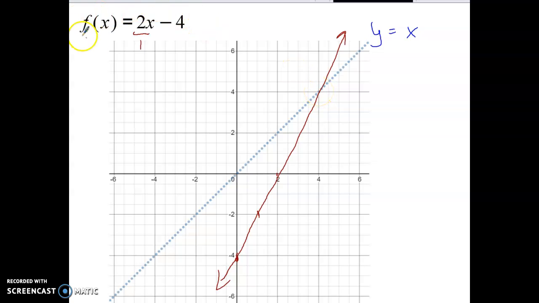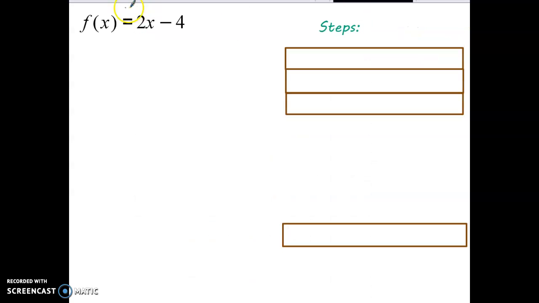Okay, so let's find the inverse of this one algebraically, and then let's see if it does in fact reflect like we expect it to. So here's my function, the same one I had on the other page, 2x minus 4. And I've got the steps to finding inverses over here. And as we go, I want you to write these steps on your paper so that you have them to refer to as you work on your work in class.